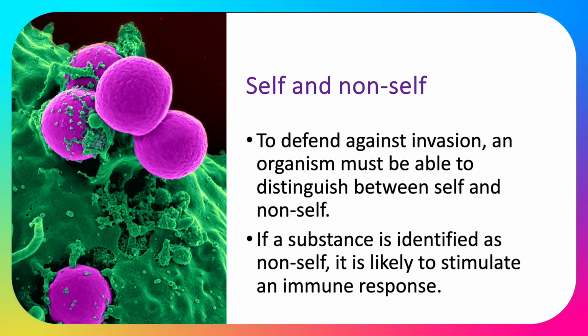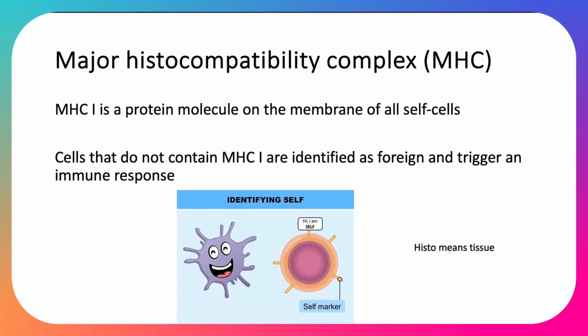How do cells do it? They need to be able to differentiate between their own cells versus a foreign cell. They need to be able to do this really quickly to be able to defend against invasion. If it is non-self, then that's going to trigger an immune response. How does it do it?